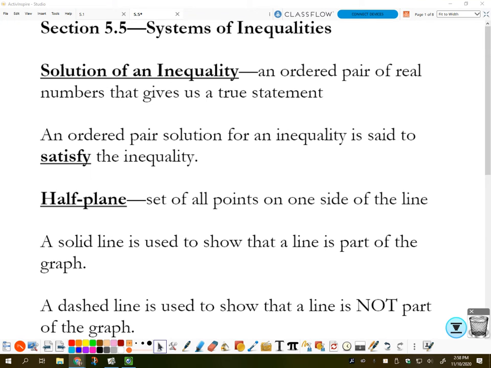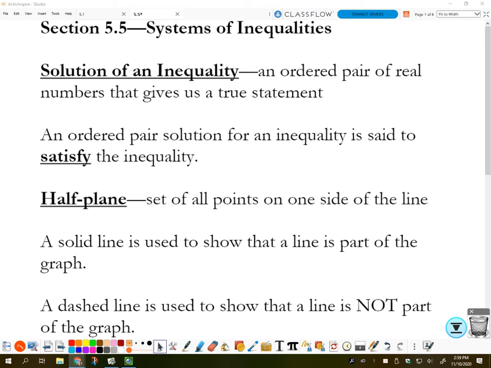Okay, so section 5.5 is on systems of inequalities. So you should have graphed systems of linear inequalities before. I know y'all do that in Algebra 1, possibly Algebra 2. But we're going to graph other things as well. So just some things to keep in mind.